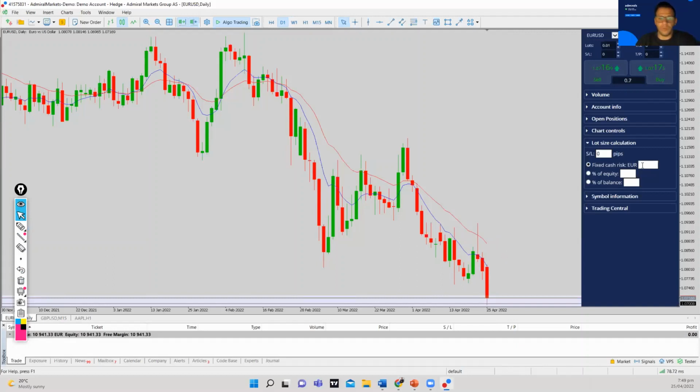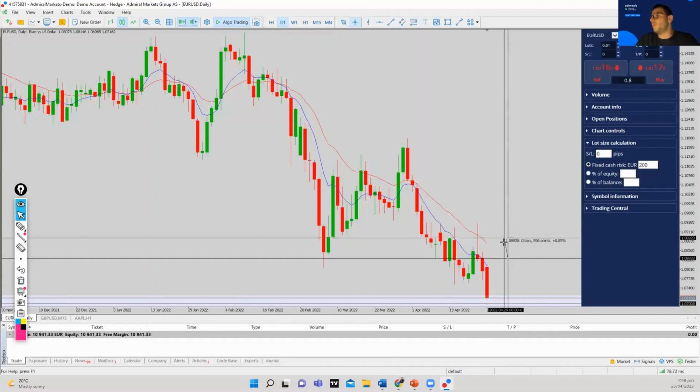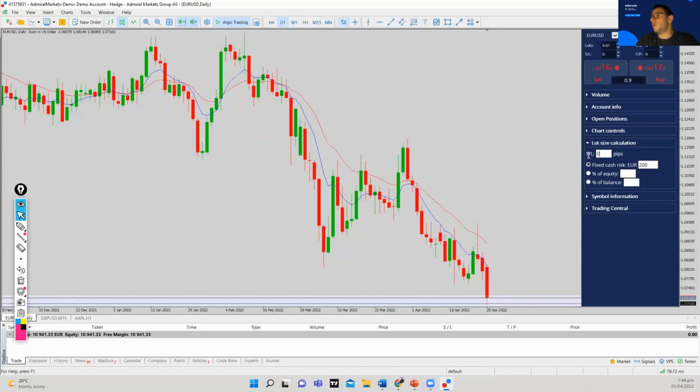I came here, I put my 200 euro. I had the stop loss, I measured it, it was somewhere around 50 pips here. Actually it's 45, but I give some room. So I had it here on the 50. I'm not in this trade anymore, okay? I'm just showing you the example.